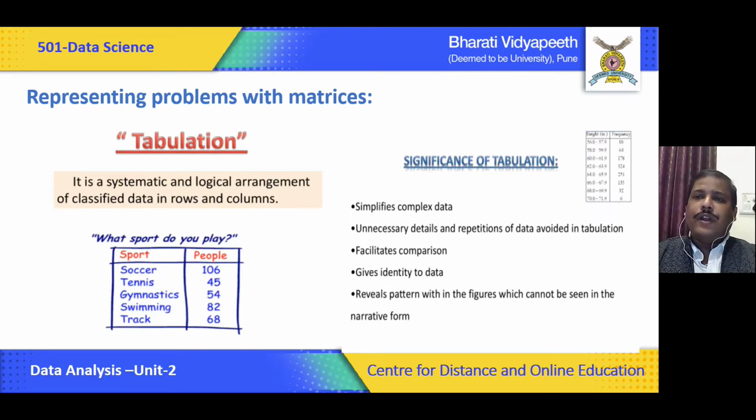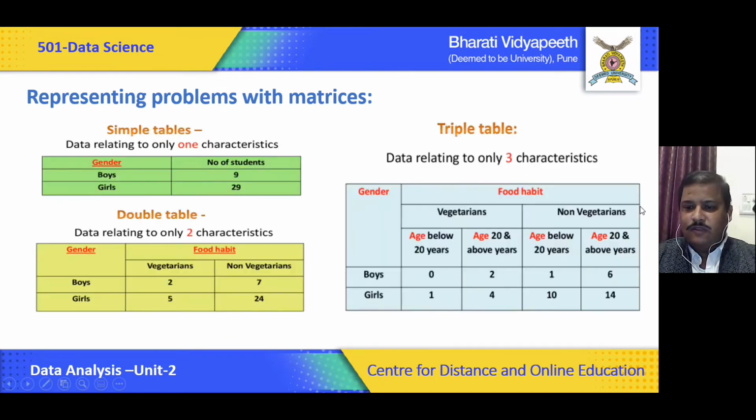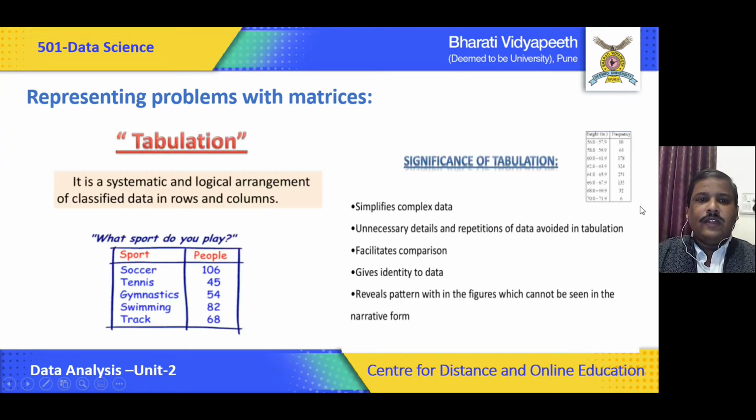I'll show you another example in the next slides. You can see here how we can have different kinds of facilities of this tabular format. You can see here, just a minute, it is working. Yes, you can see here.